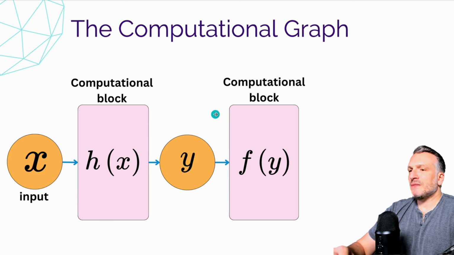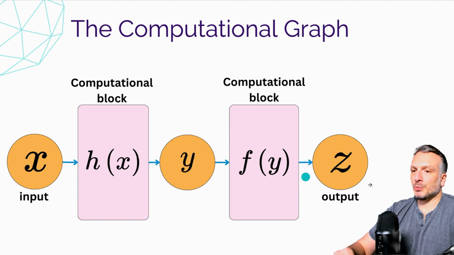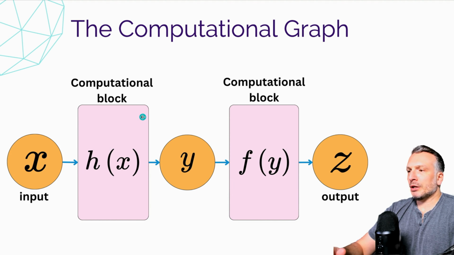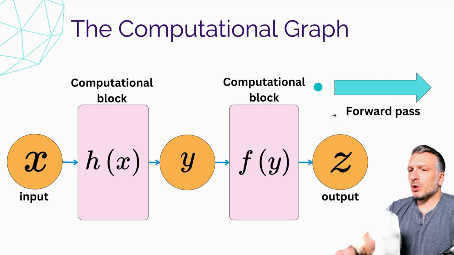So now let's imagine that I have another computational block, and this computational block, I'm going to call it f of y. So it takes a variable y, and it generates an output z. And those computational blocks can be very complex computational blocks. When we think about neural networks, you could imagine that those could be some transformers or could be some convolutional networks, etc. It can be anything that is typically used in a neural network. So this is a forward pass. I go from the input to the output through the computational blocks, and I compute the output little by little.